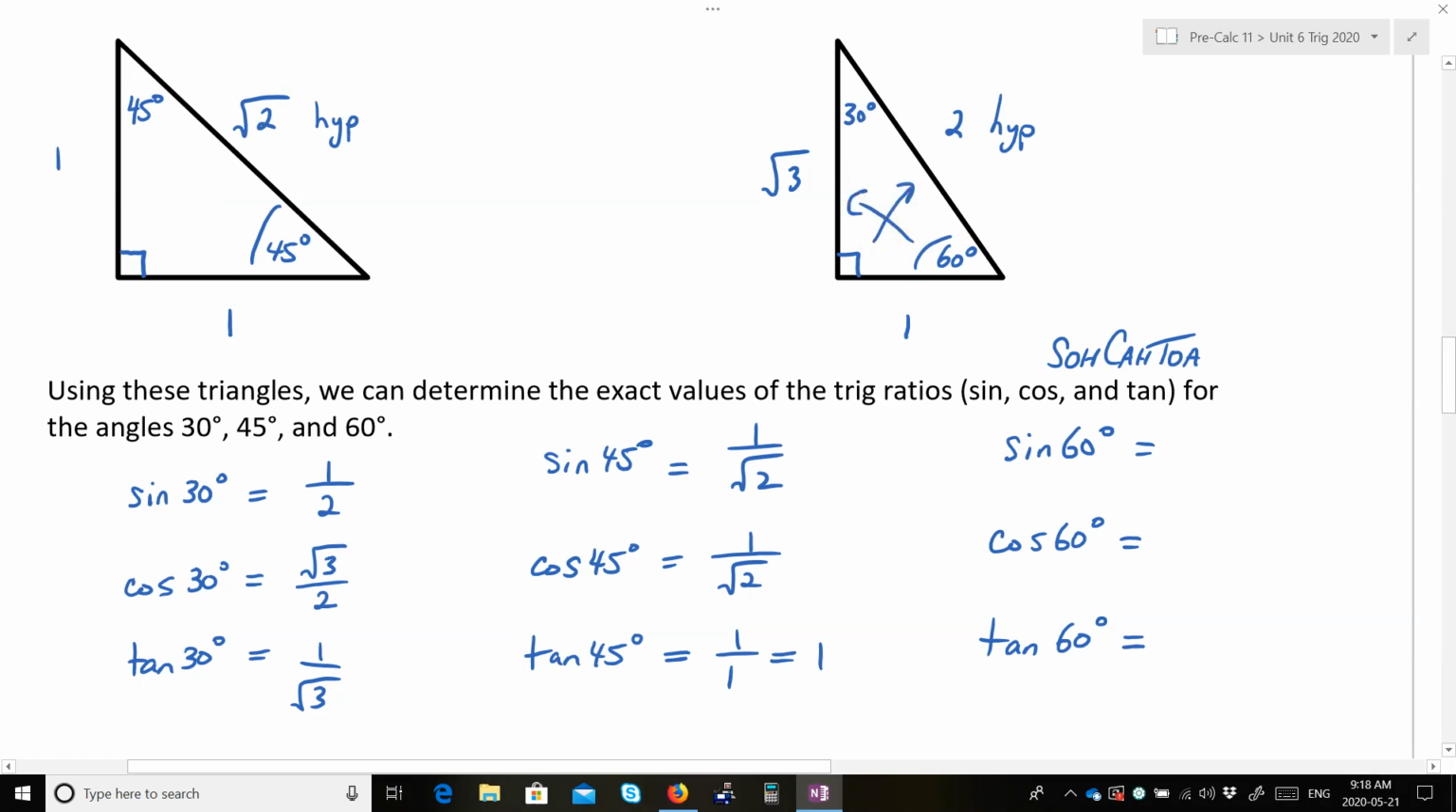Sine is opposite over hypotenuse, so root 3 over 2. Cos is adjacent over hypotenuse, so cos 60 is 1/2, 1 over 2. And tan of 60 degrees, tan is opposite over adjacent. There's opposite, there's adjacent. Root 3 over 1, which we could just write as root 3. All right, so these are some exact values for trig ratios for the angles 30, 45 and 60 degrees.